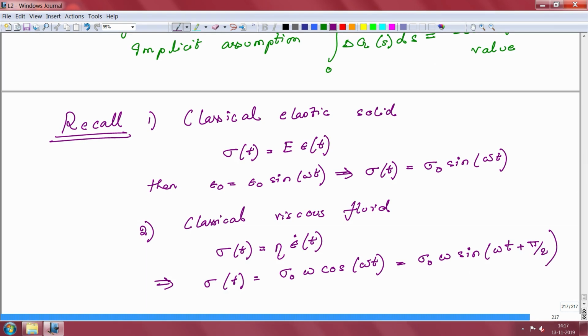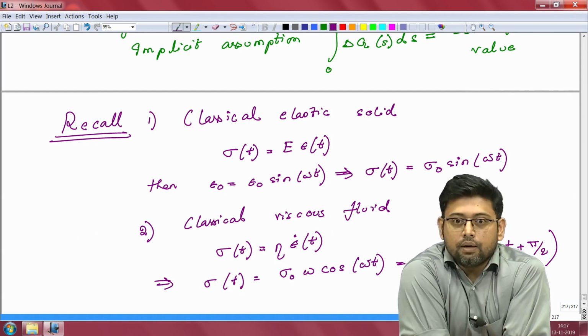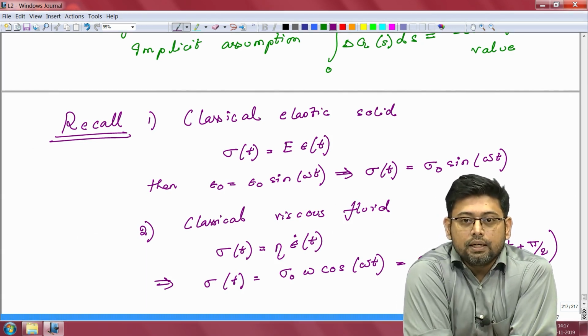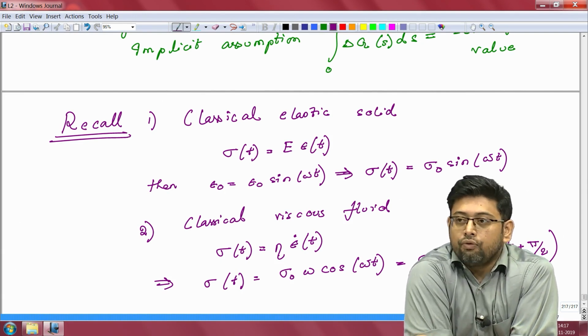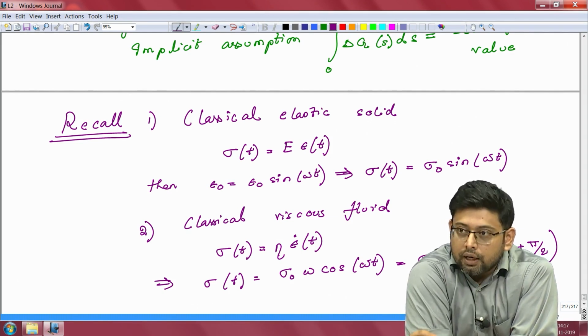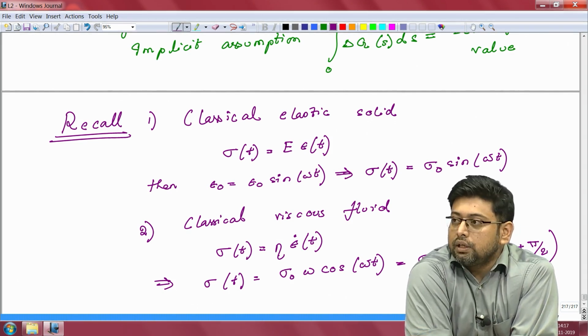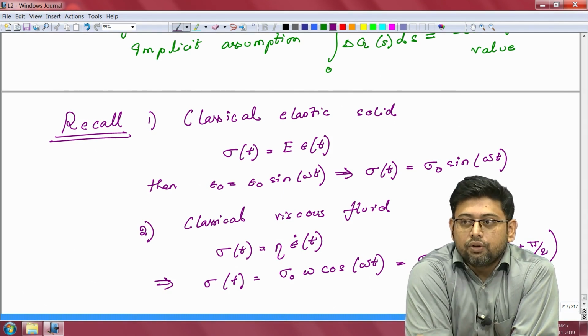So in the classical elastic solid, a sinusoidal strain input results in a sinusoidal output with no phase difference between input and output. In the case of the classical viscous fluid, a sinusoidal strain input results in a stress where the stress and strain are again sine functions, but there is a pi by 2 phase difference, or a 90-degree phase difference.